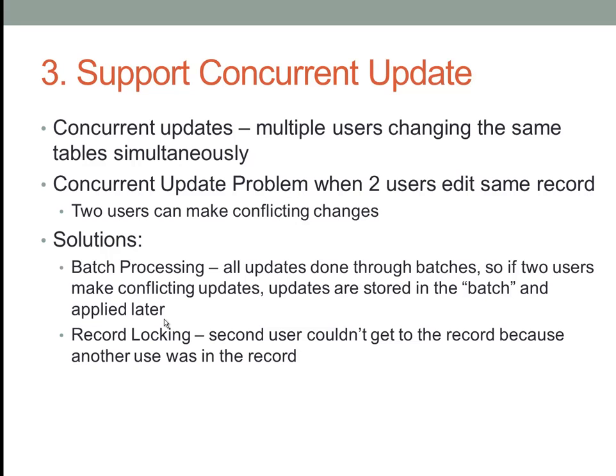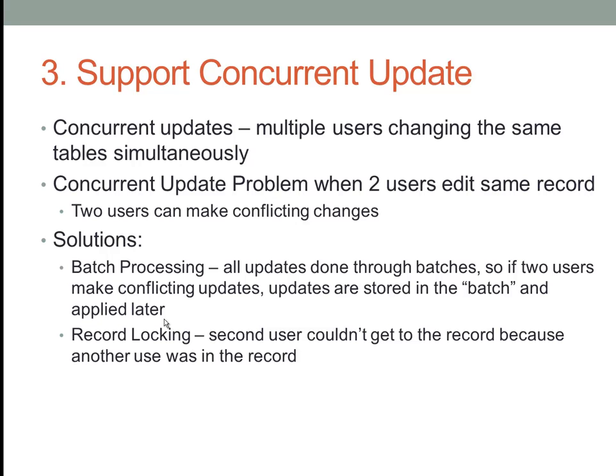Another solution that is both in the larger enterprise systems as well as on the PC-based systems is record locking. What record locking would have done, and I think this is a much more common solution, is when John Doe called back the second time, since his record was already on Susie's screen, Mary would not have been able to bring up the record.